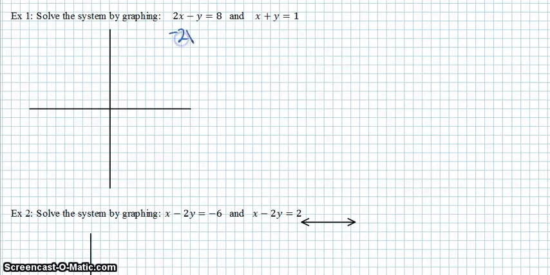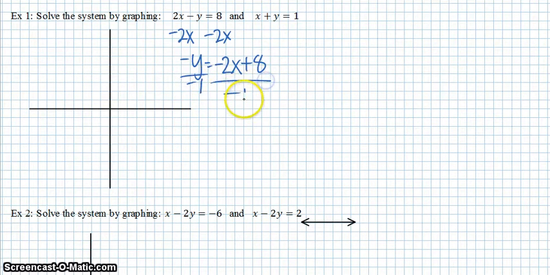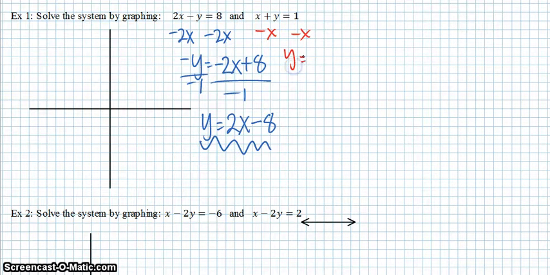So for the first equation, I'm going to subtract 2x. That gives me negative y equals negative 2x plus 8. Divide by negative 1. So y equals 2x minus 8. Okay? So that's my first equation. And for my second one, I'm going to subtract x. So we get y equals negative x plus 1.